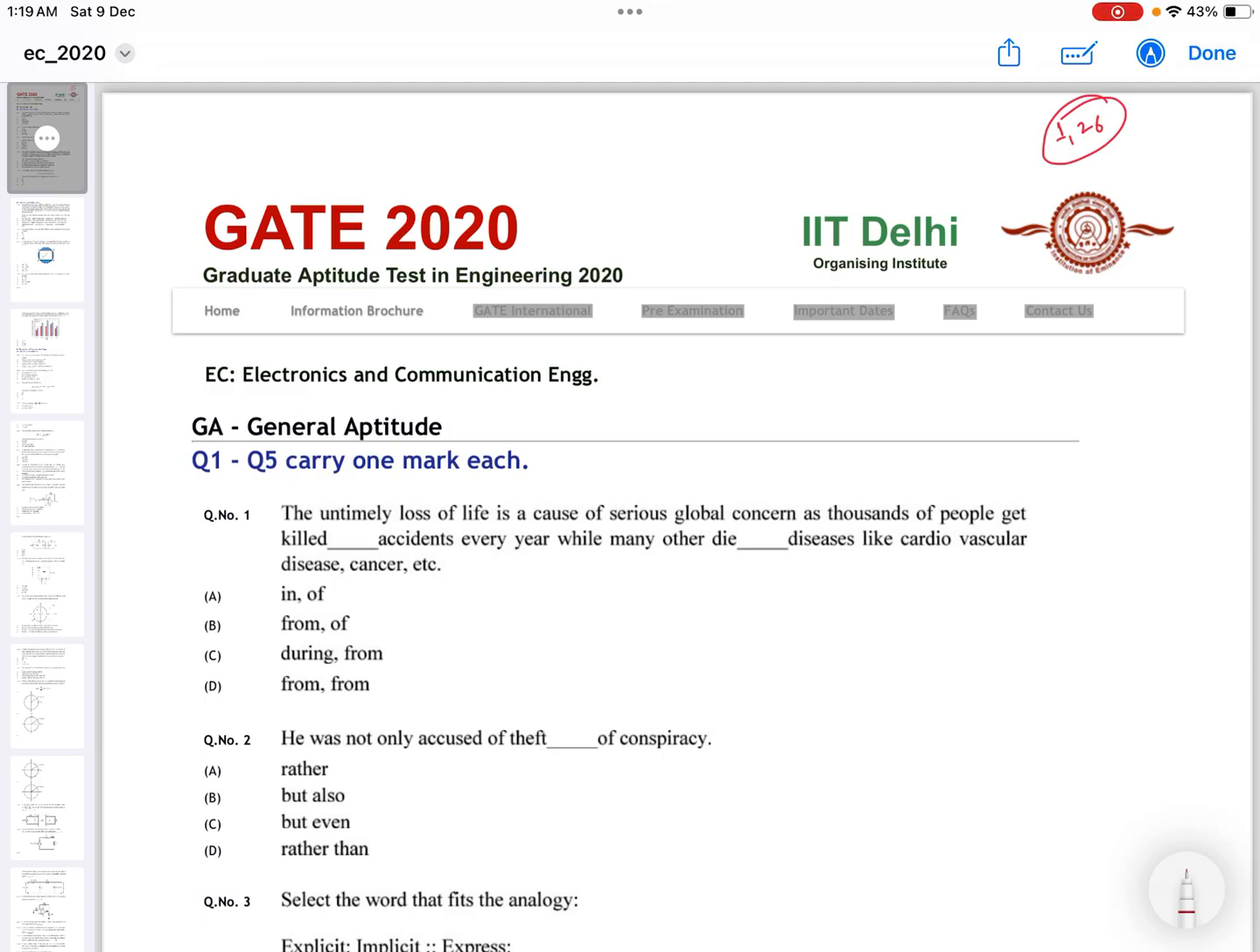Hello and welcome. So we are solving linear algebra questions from PYQ papers. So far we have solved ECE and 23, 22, 21, and today we are going to solve 2020.